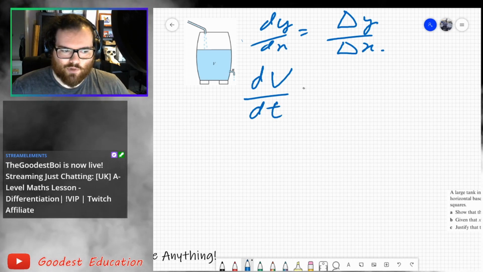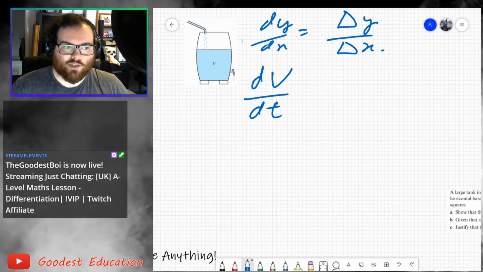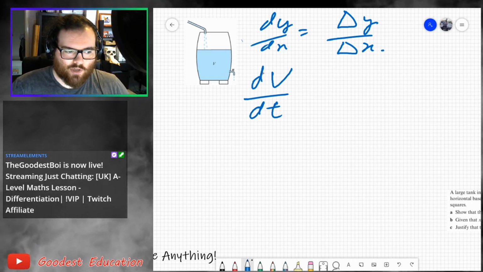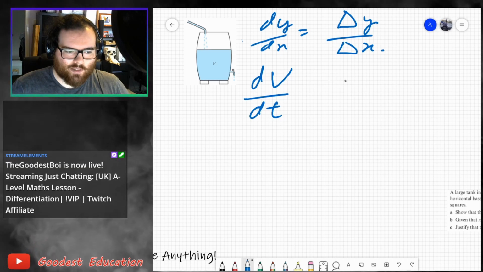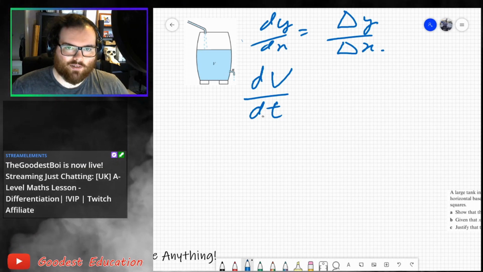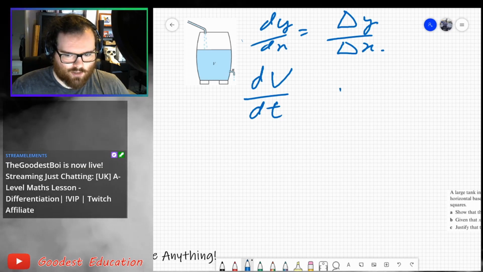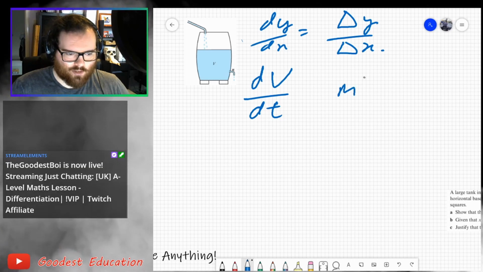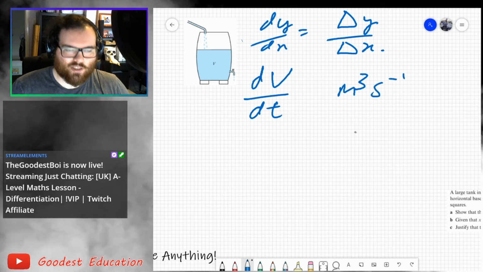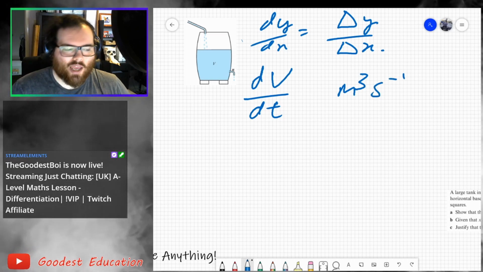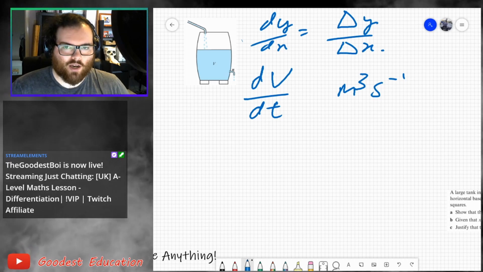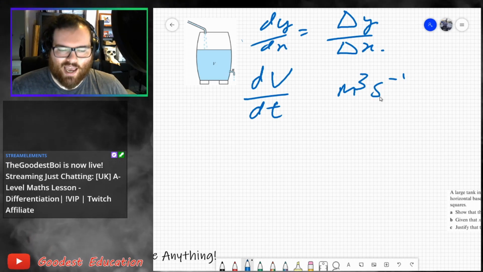So, and for the units of this, because it's a real life situation, the units of volume are going to be meters cubed, and then by time, the rate of change is going to be meters cubed per second, or liters per second, or any unit of volume that you want to use, but it would have that form.